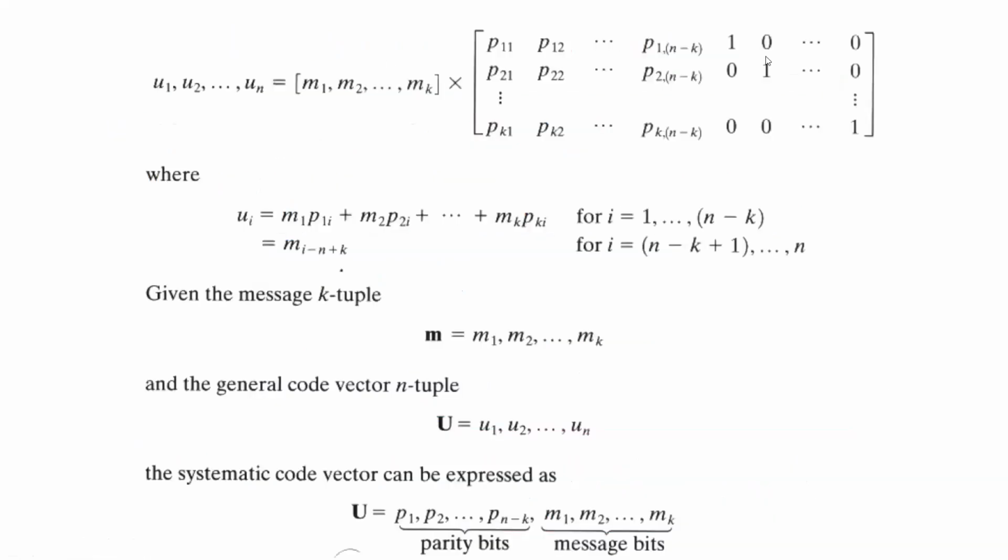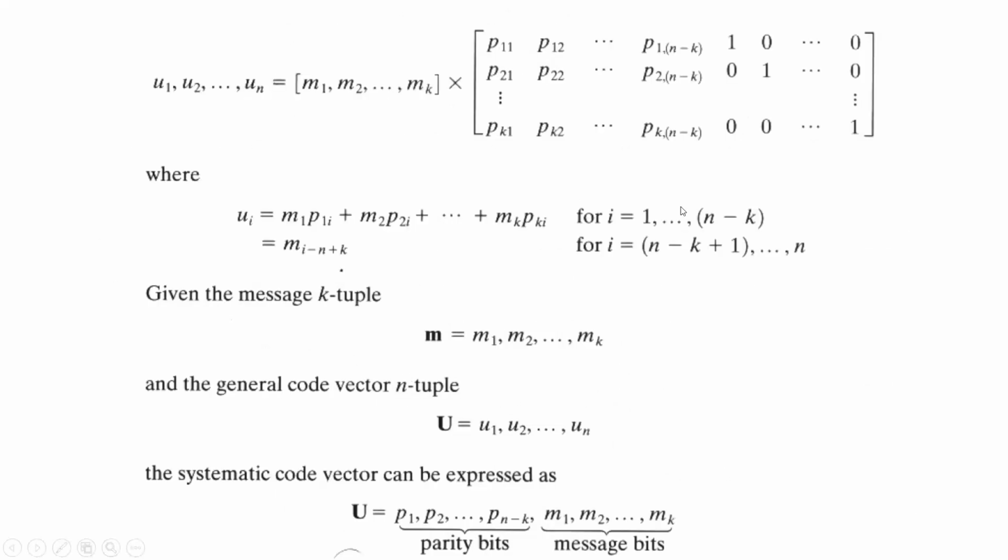Now, as an example here, this is my identity matrix and these are my parity bits. When this generating matrix for a systematic code is multiplied with the message vector, I will get the code word corresponding to this message block. What is the meaning of k-tuple? K-tuple means the message vector has k elements. N-tuple means the code word has n elements. Again, the same thing: the code word vector will be equal to the parity bits and the message bits.